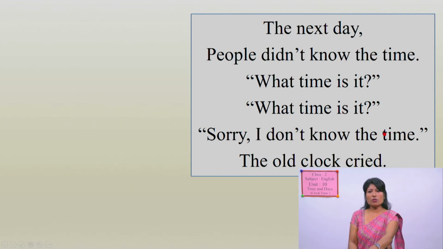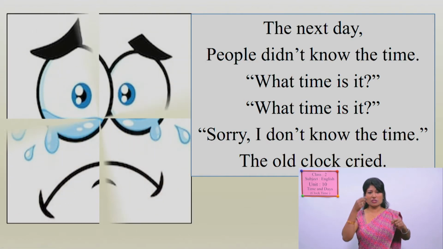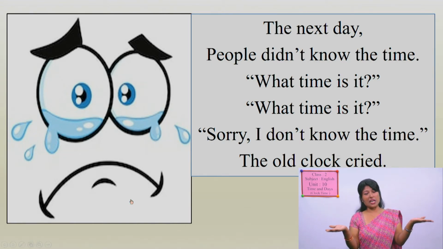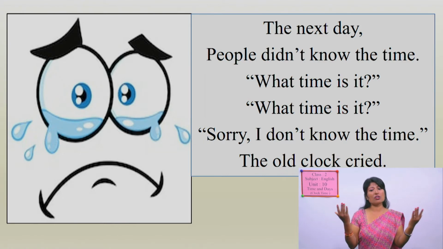Sorry, I don't know the time. The old clock cried. Okay, look here in the picture. Tears are coming out of the eyes of the clock because its hands were broken. The hands were broken, that's why the clock could not tell the time.